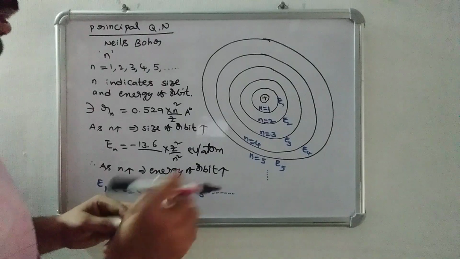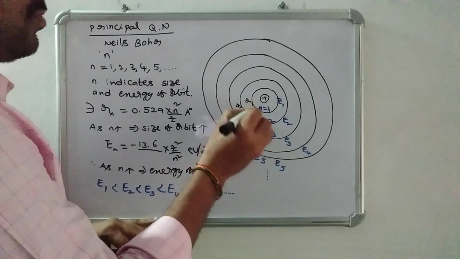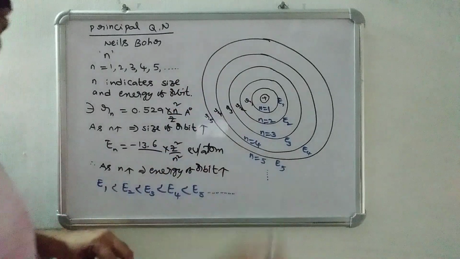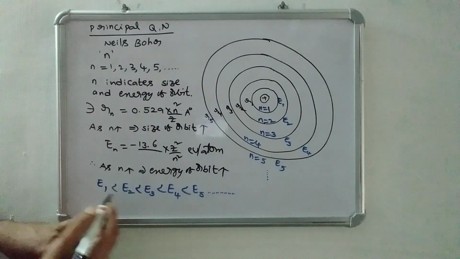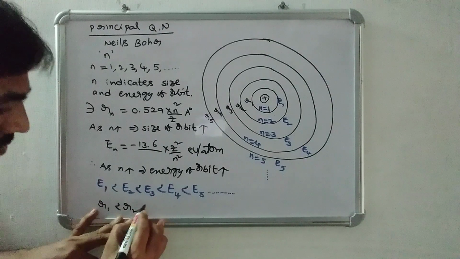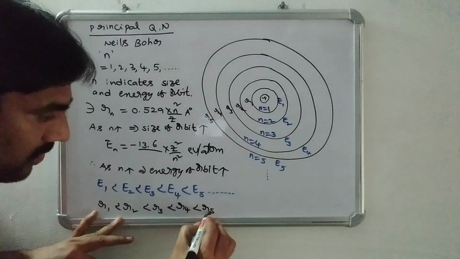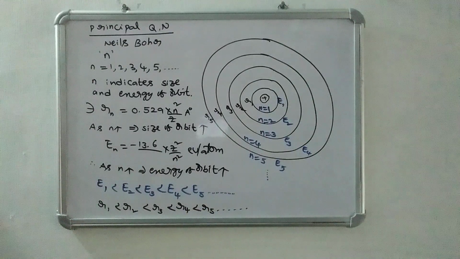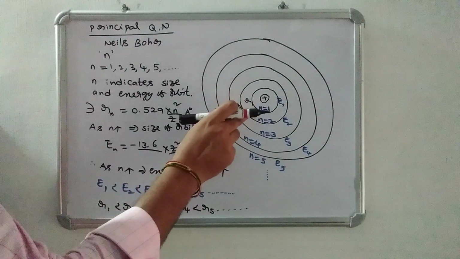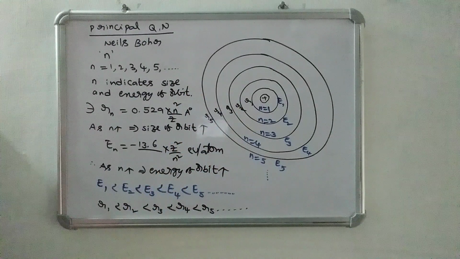Let their orbit radii be R1, R2, R3, R4, R5. Then R1 is less than R2 less than R3 less than R4 less than R5, and so on. Therefore, our final conclusion is that as the n value increases, the radius of the orbit and the energy of the orbit both increase. Do you follow or not?